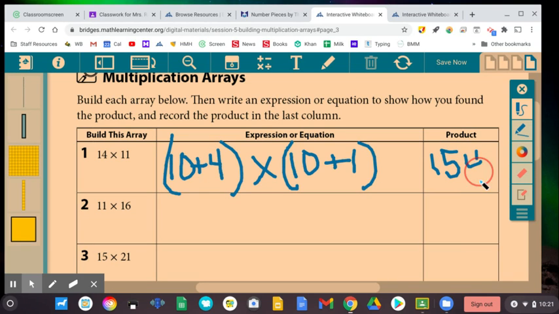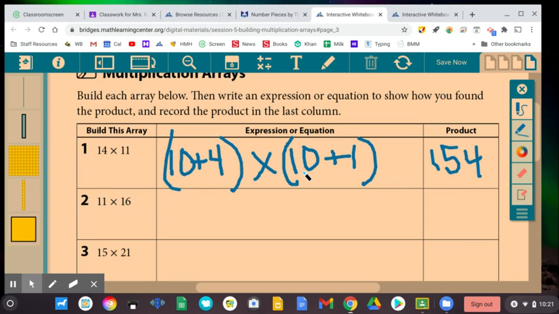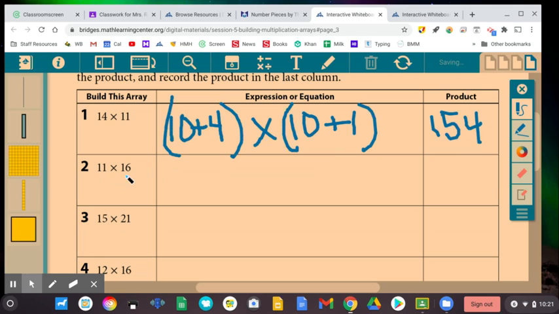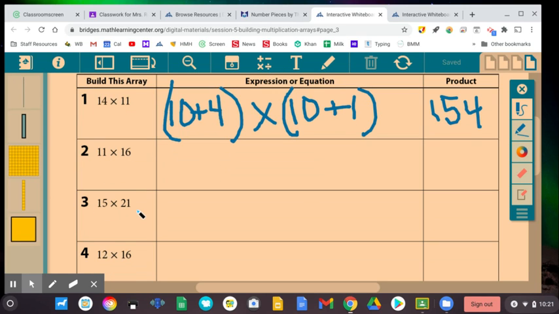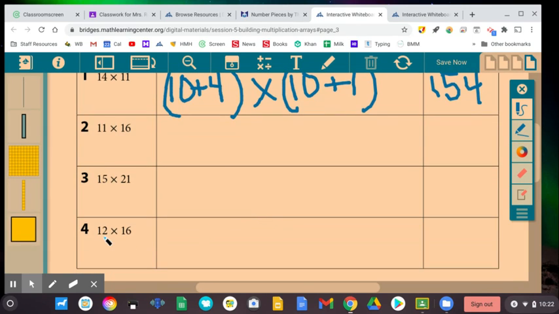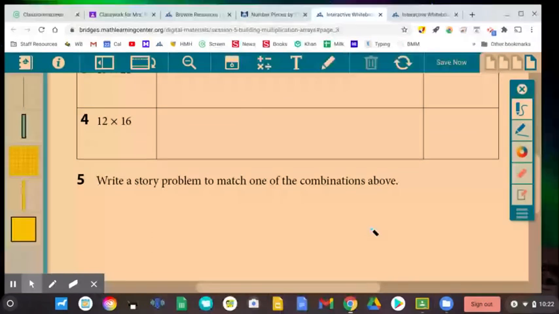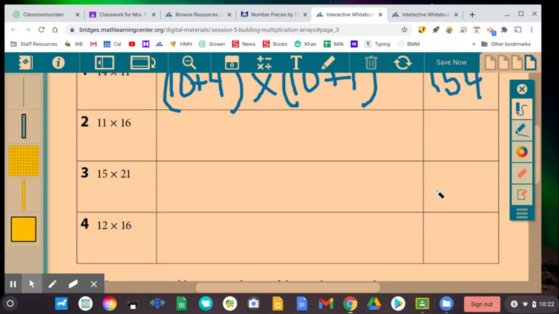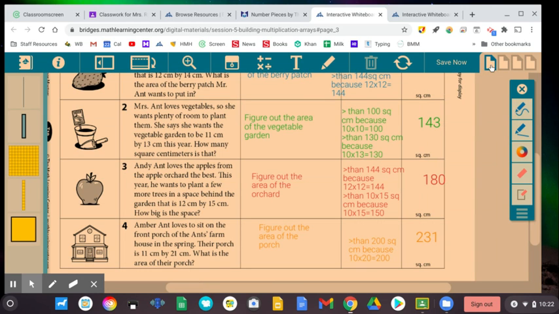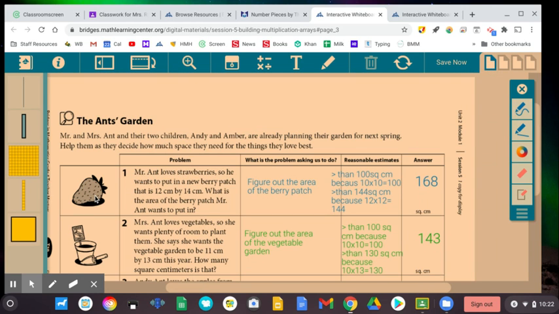Use your base 10 pieces to figure out 11 times 16, 15 times 21, and 12 times 16. If you have enough time, then write a story problem to match one of the combinations above. Remember earlier, we had the little story of the ants. So you could make a little story like that.